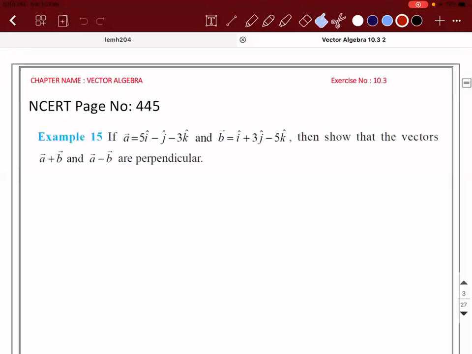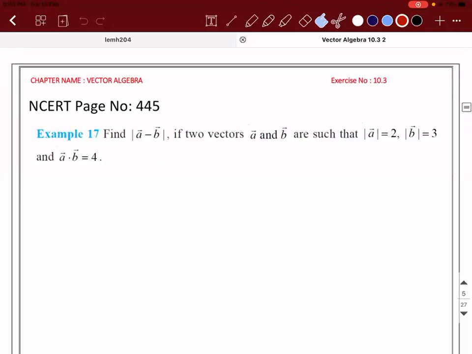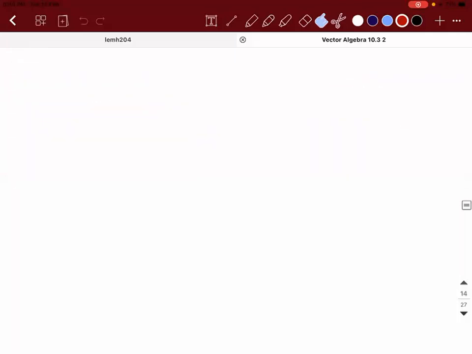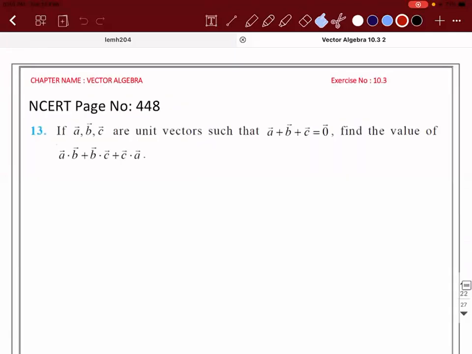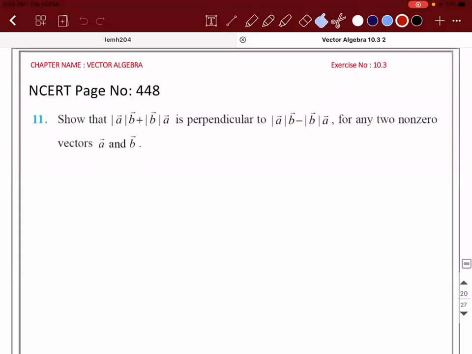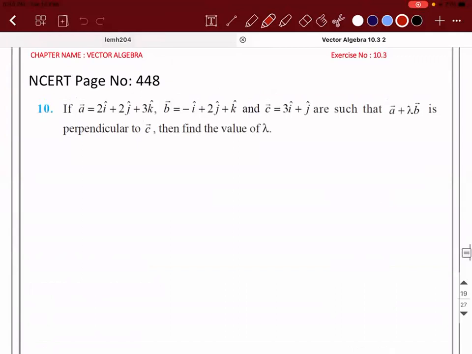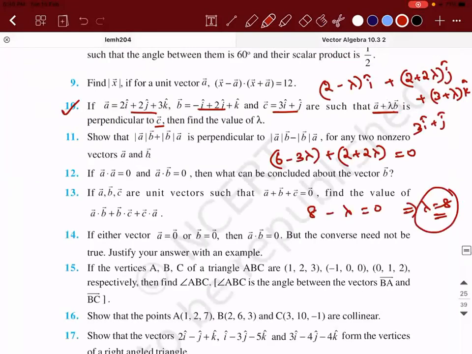So what is the problem number 11th? Before this. This one, right? So 10th one we finished, no? Lambda is 8. Yes, sir. So lambda.